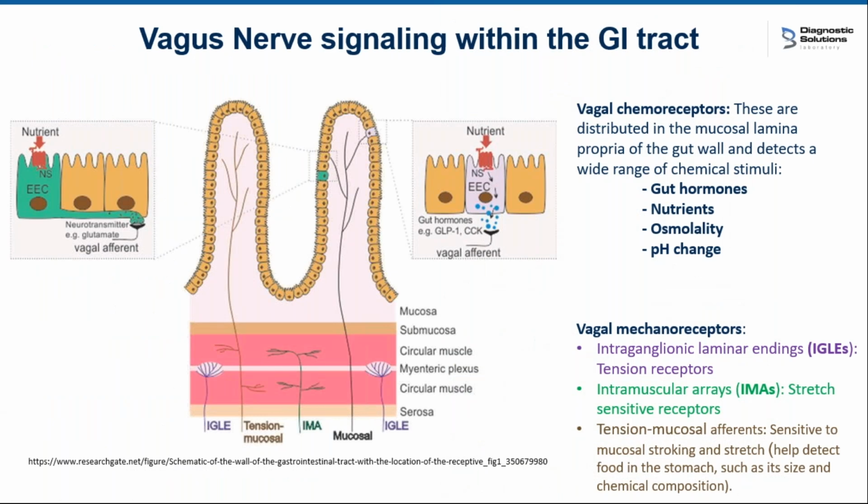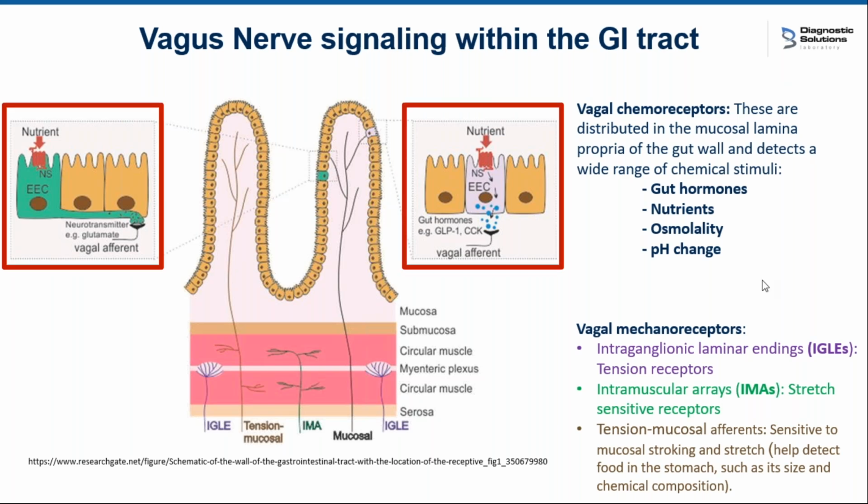To take an even deeper dive, you have this vagus nerve signaling. I thought this was so helpful because it zooms in on the gut, and you can see, let's talk about the vagal chemoreceptors first. You see the two pictures that say nutrients on each side of the gut lining here. That's going to be the vagal chemoreceptors. So you eat a meal, and you absorb certain nutrients from it. Those nutrients signal the gut cells called enteroendocrine cells, the EEC.